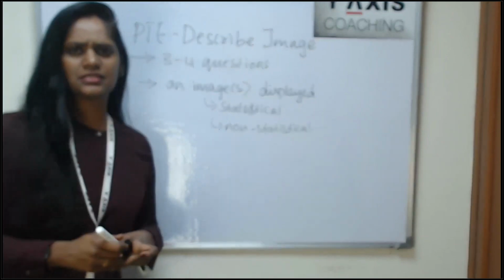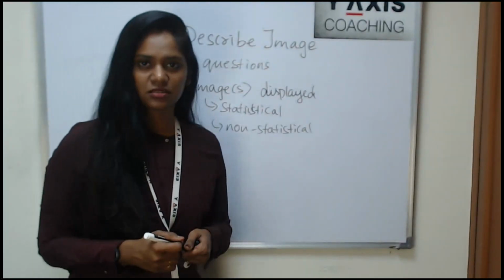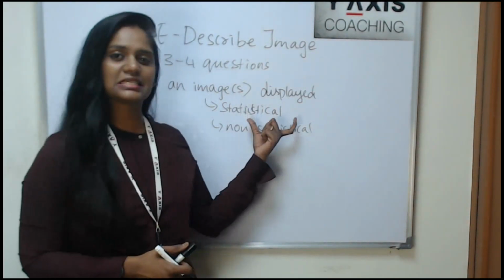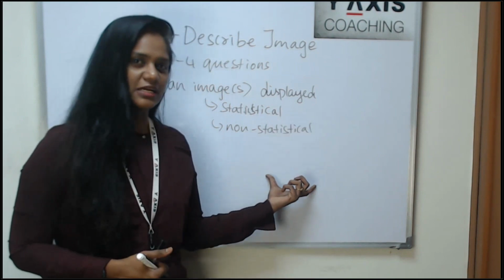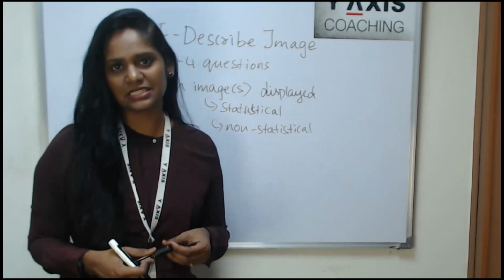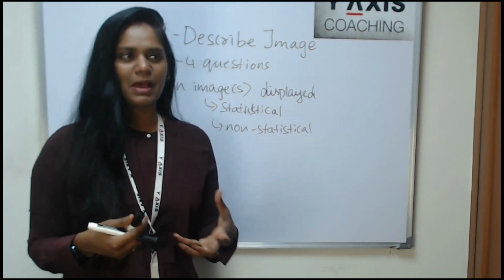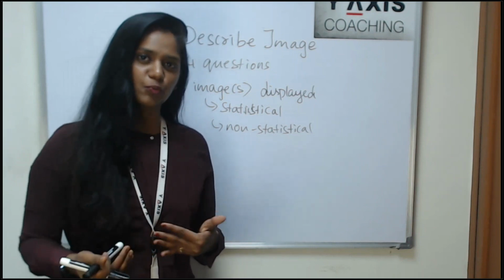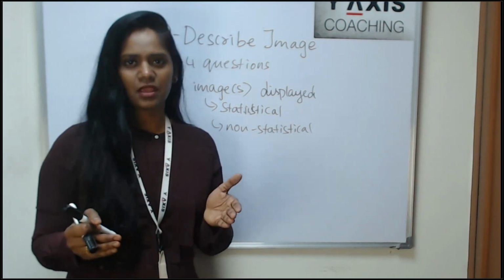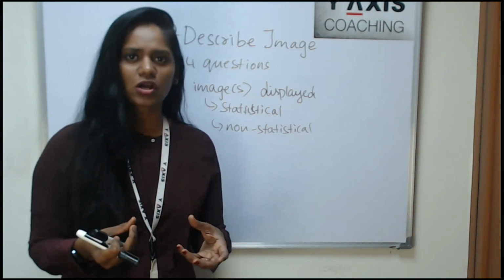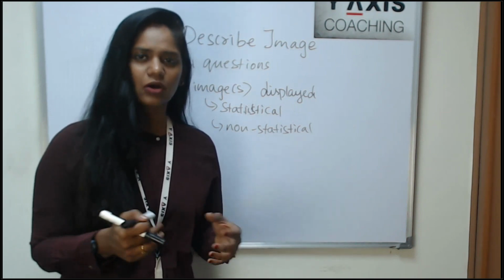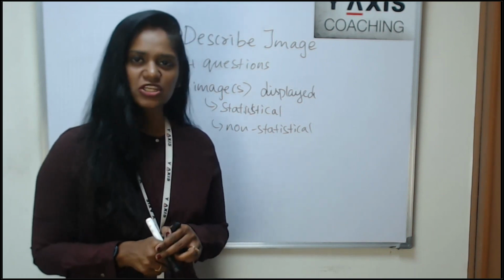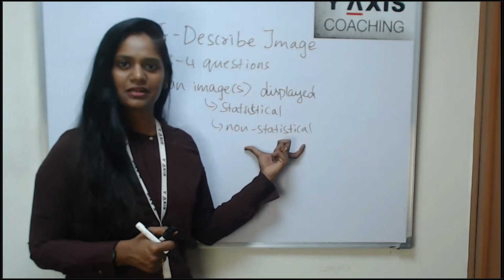Now, what is a statistical image? A pie chart, a bar graph, a table of data, a line graph, these would come under statistical images. For non-statistical, you can expect a process diagram or maps, a map of a particular place in 2 different time periods, or plans, an existing plan and proposed changes, or even just a scene. Maybe some people going for a walk in the evening in a park. So you can even expect a scene, a picture. These would come under non-statistical images.